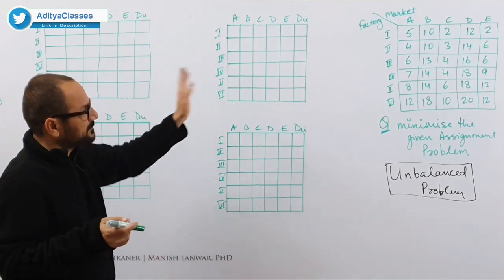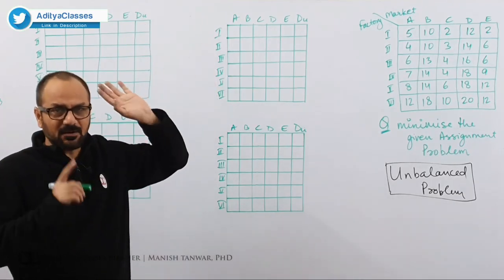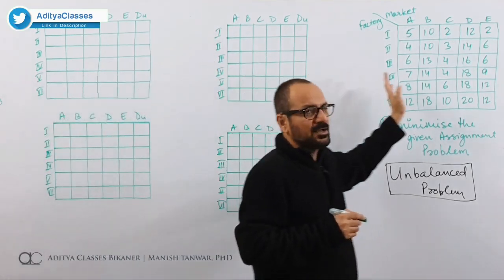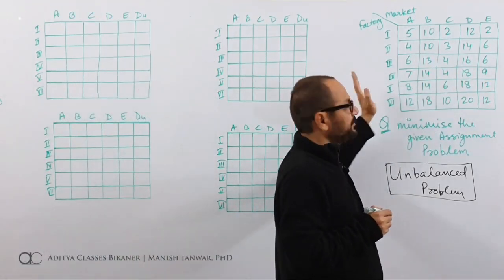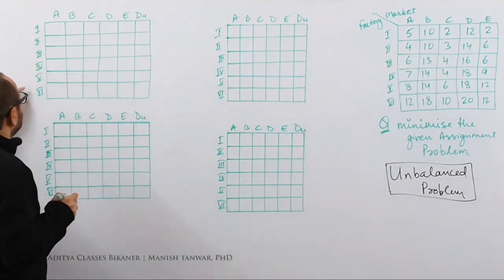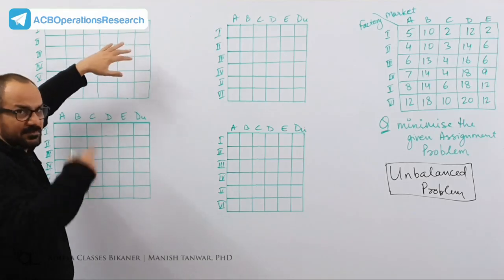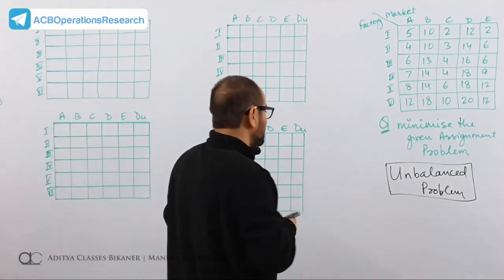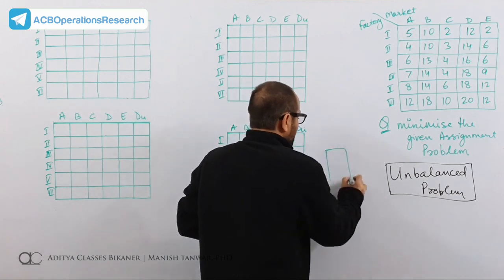So we have 1, 2, 3, 4, 5, 6 and 1, 2, 3, 4, 5. There is a lag in column side. There are 6 rows but only 5 columns. So I'll make 6 columns. So I have 6 rows, I have made 1, 2, 3, 4, 5 columns as given, then I have made a dummy column.